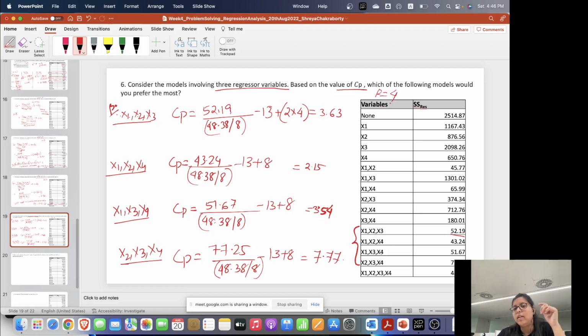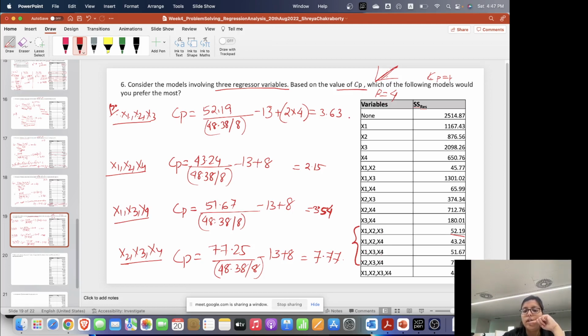Now why such criteria? Because as we have seen in the lectures as well, when we are fitting the full model, then the Cp graph will pass through the origin. So we should have points which are as close as possible to this line. That would be our criteria for choosing the best model, and the value of Cp should also be low.